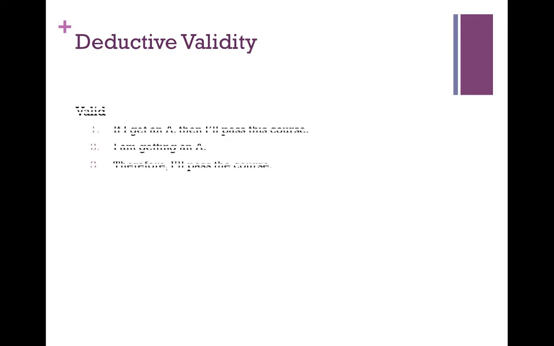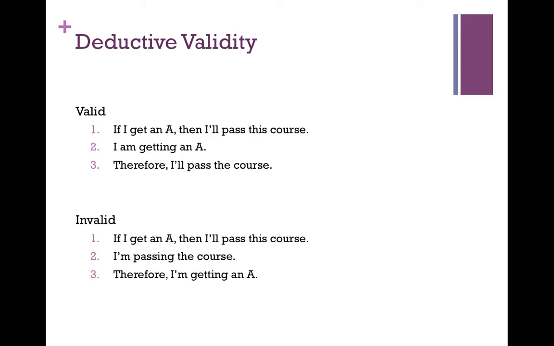And to remind you of some examples I used a long time ago, here's an example of a valid argument. If I get an A, I'll pass the course. I'm getting an A, therefore I'll pass the course. If 1 and 2 are true, then the conclusion must also be true. Now, here's an example of an invalid argument. If I get an A, then I'll pass this course. I'm passing the course, therefore I'm getting an A. It's possible for 1 and 2 to be true, but 3 to be false. After all, you could get a B, in which case the first premise, well, that's true independently of what you get. That's just a hypothetical. But the second one would be true because you're passing the course. You're earning a B, and yet the conclusion would fail to be true.